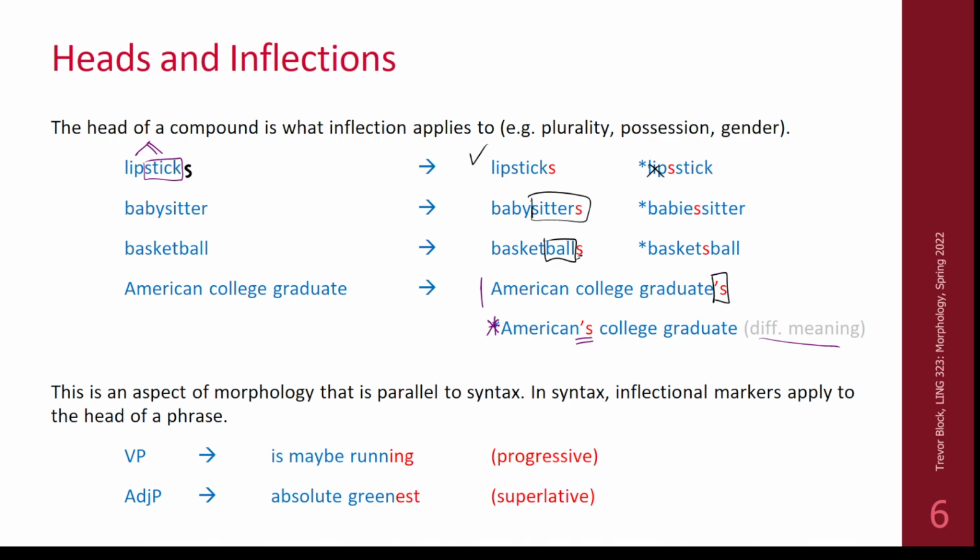Okay, and we see a parallel in syntax, because in syntax, the inflections always fall on the head of the lexical category. So in maybe running, progressive is appearing on the verb run. For the adjective absolute greenest, we have an adverb or a degree word absolute modifying green, but this est superlative is on the head, which is the adjective. So a little parallel to syntax.